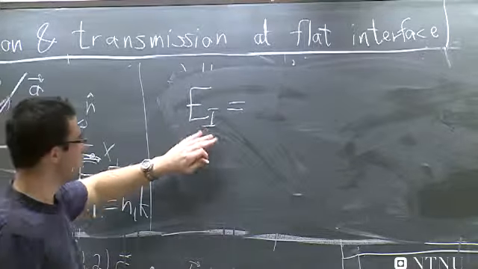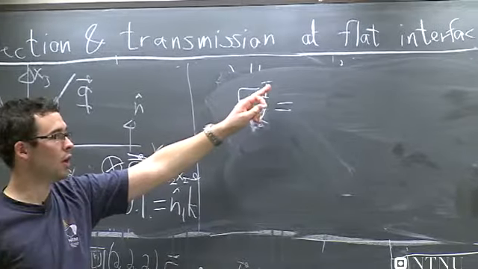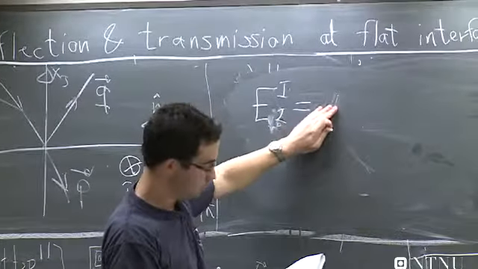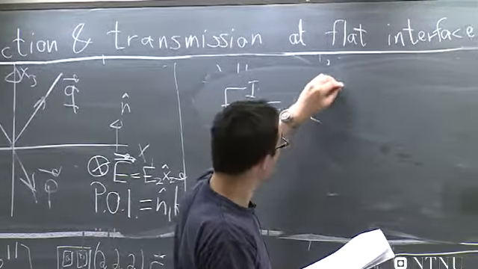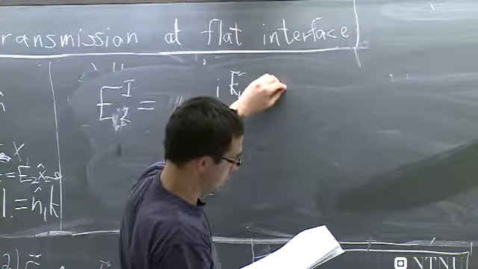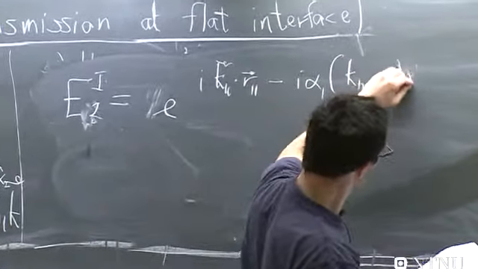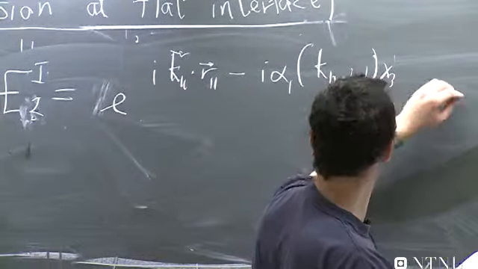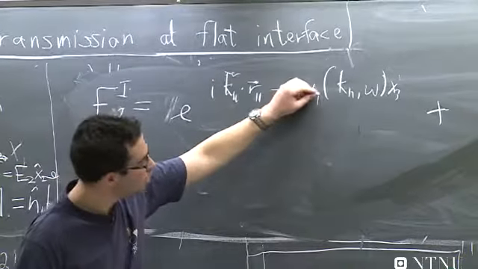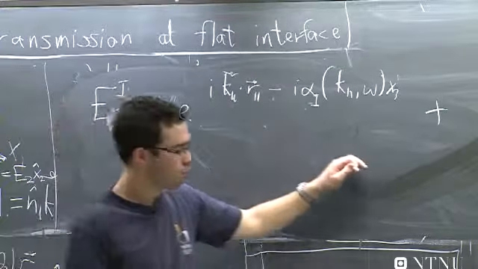And now I'll write it like this, E1,2. So it's the second component of the field in medium 1. It is equal to e to the i k parallel r parallel minus i alpha 1 x3. This is now the incident wave, right? k parallel and alpha 1. So it's a downgoing wave, that's correct.